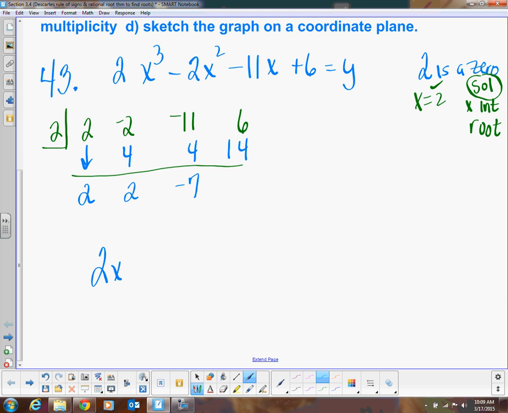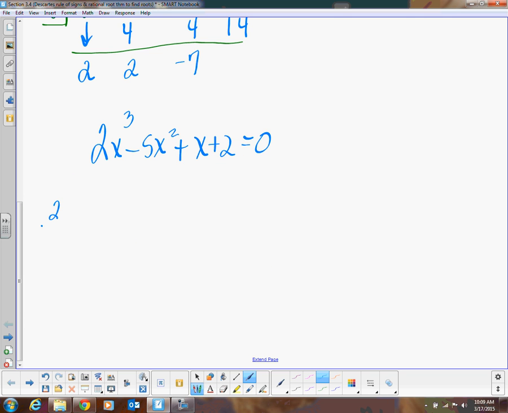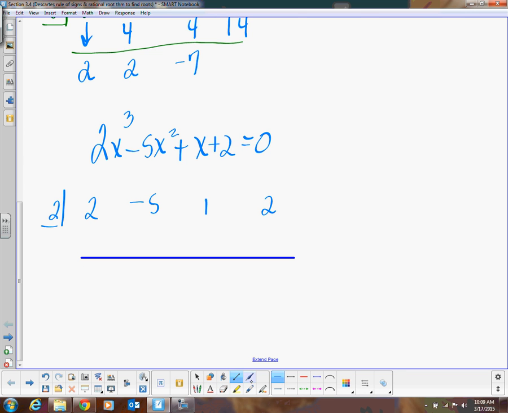We've got 2x cubed minus 5x squared plus x plus 2 equals 0. And they're saying 2 is still our 0. All right? So we'll start over. We'll put the 2 in that position. So we have 2, negative 5. How did I know it didn't work? There was a remainder. If it works, what should it be? No remainder. It should be 0.